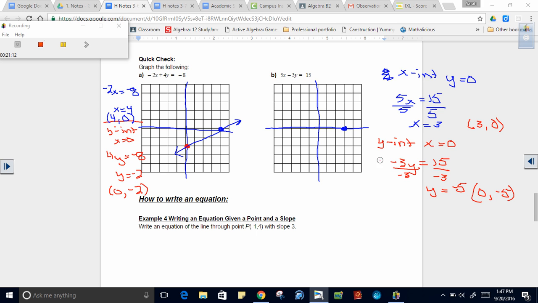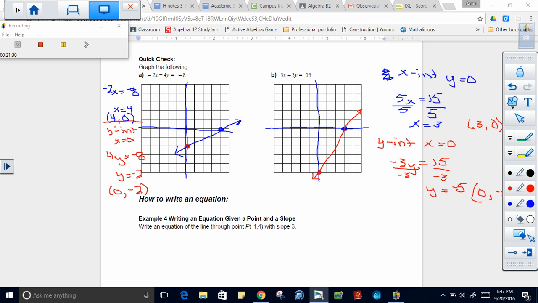Alright, so x is 3 is already there. Y equals negative 5. 1, 2, 3, 4, 5. I only need 2 points. There are my 2 points. Okay. Alright, so there's your graphing.